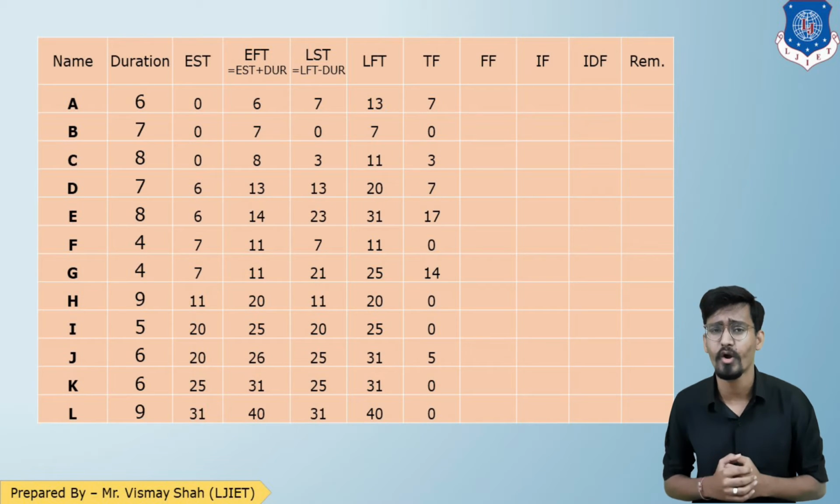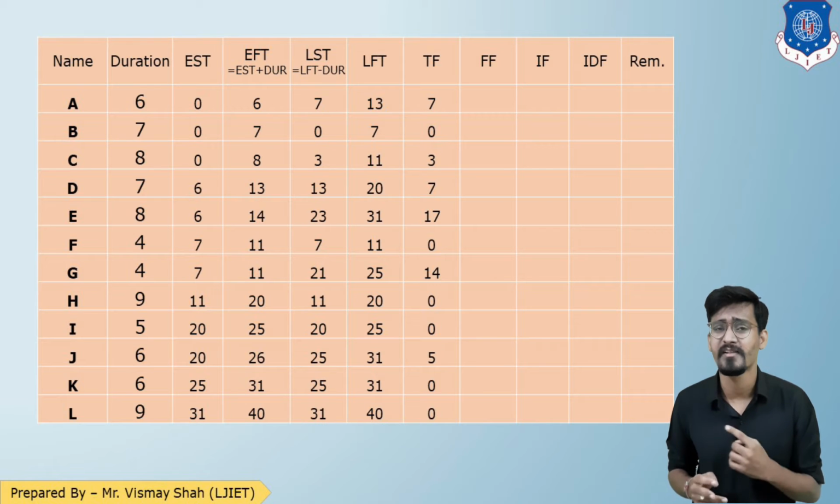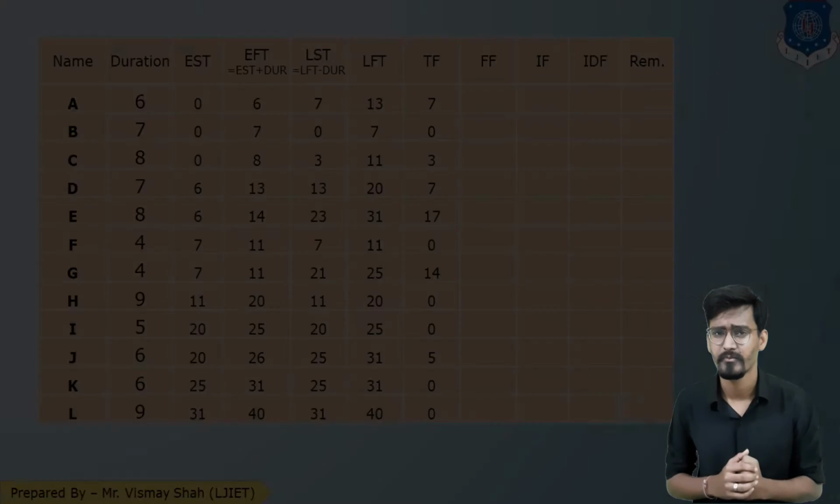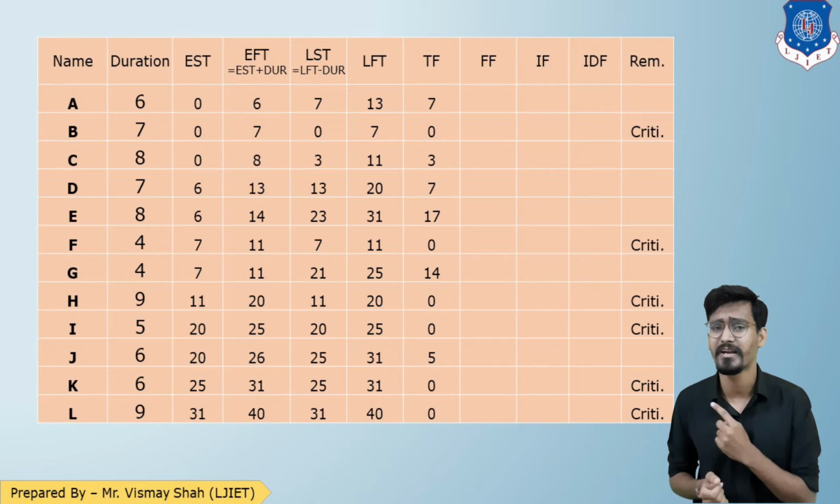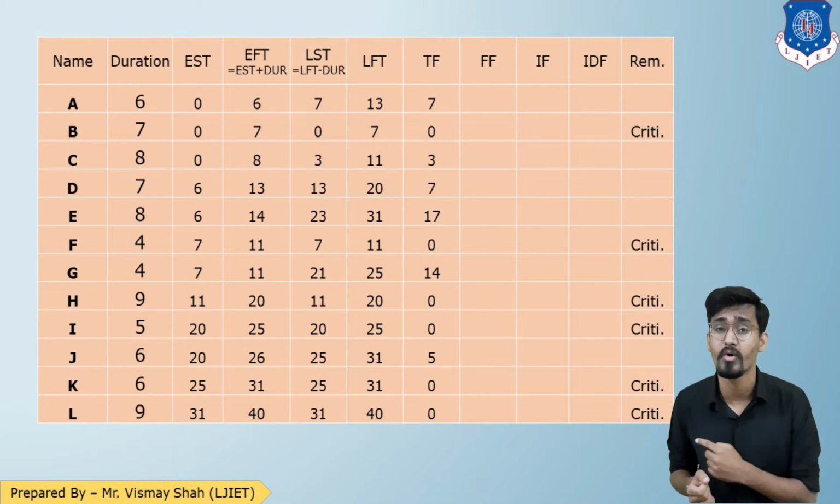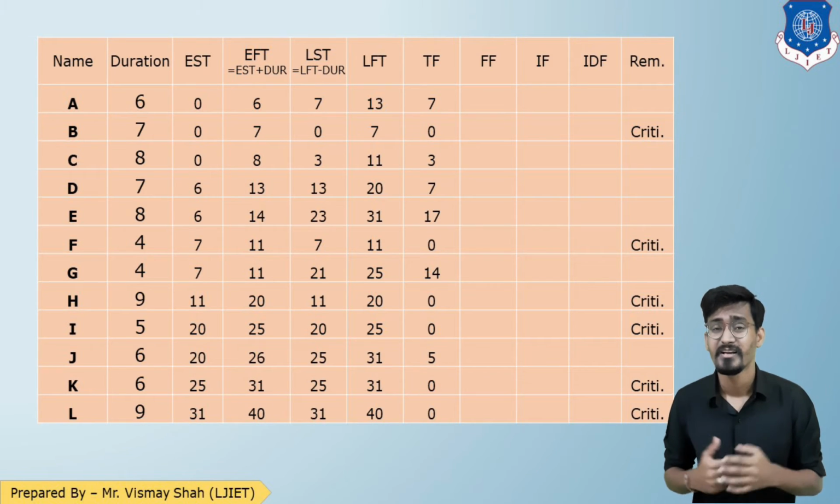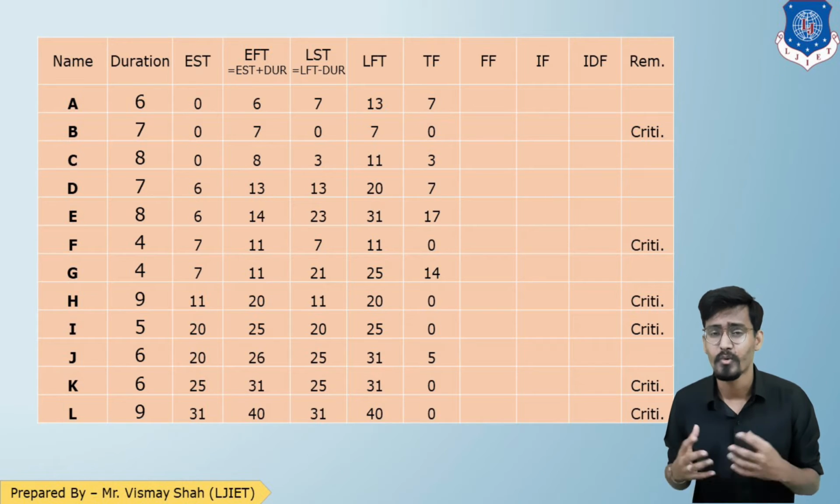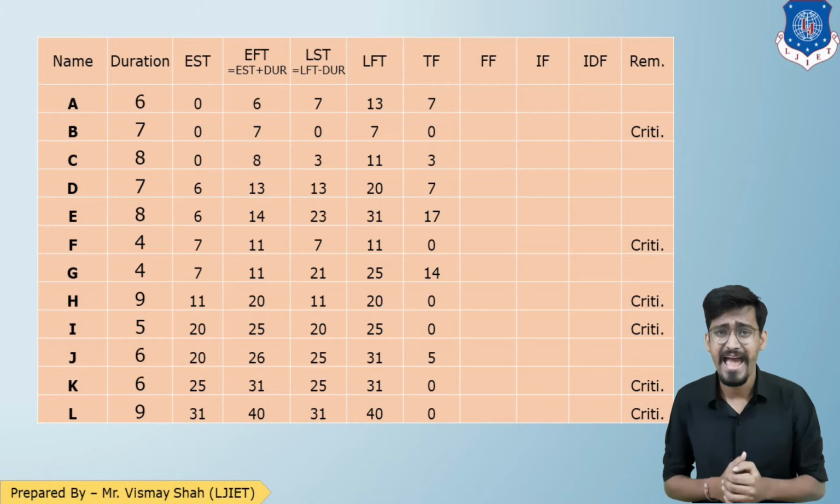Let us complete that. So here is the entire table of total float, and now those activities which have total float 0 are considered critical activities. So I have to write down critical in the column of remarks. Let us do that. Those activities which have total float 0, I have written down as critical. So now we need to represent these critical activities in the network. So what are the critical activities? B, F, H, I, K, L. Let us represent that.